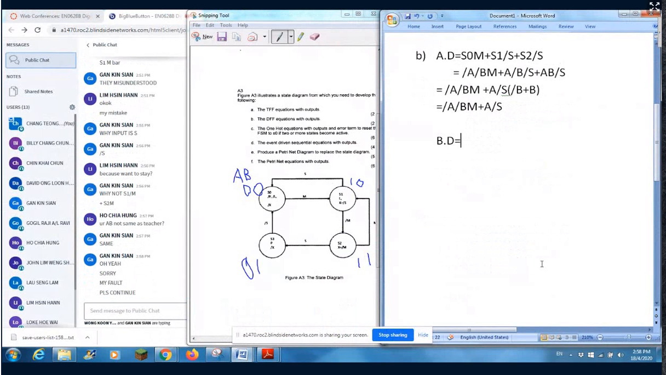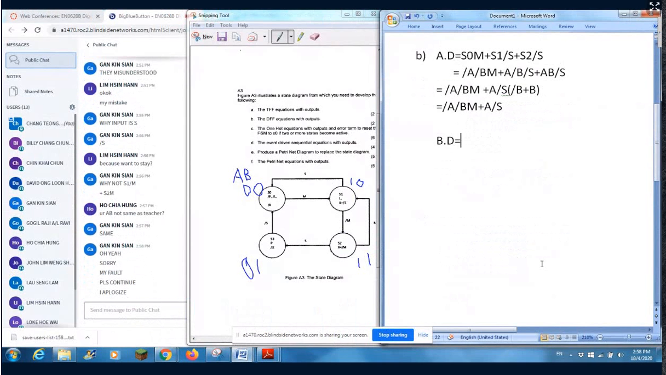Okay, so BD. For BD, right now start with S0. So 0 goes to 0, nope, nothing changed. We're not going to take S0. S1 goes to 0, so we actually look for 0 goes to 1. So it's S1 M bar.